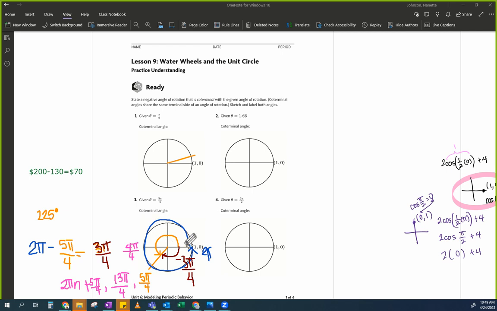Someone said 21 pi over 4. I don't know. I don't think so. Wait, I don't know. Let's see. 4 pi over 4, 8 pi over 4, 12 pi over 4, 16 pi over 4, 20 pi over 4, 21 pi over 4. Ooh, yeah, you're right. 21 pi over 4. Boom, Miss Johnson. So these are all of them.